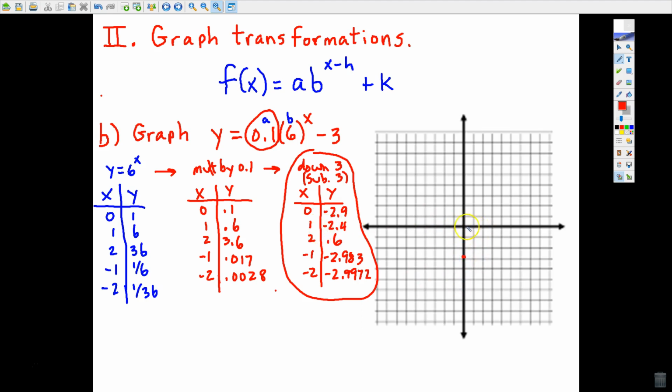Alright, so 0, almost negative 3; 1, about negative 2.5; 2, a little bit more than a half; negative 1, real close to negative 3; and negative 2, even closer to negative 3. So you can see this K value always tells us what our new horizontal asymptote should become. And so again, this is going to be a rough sketch. The big thing is I need to be able to look at your table to know exactly what points you are connecting here.